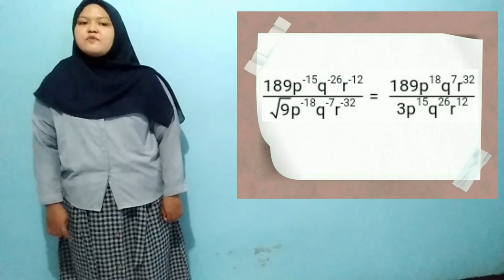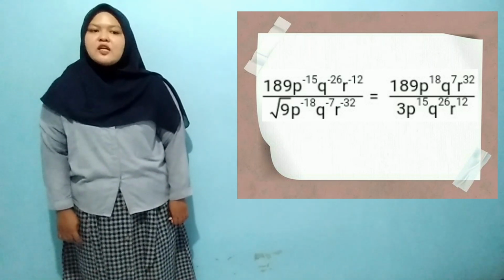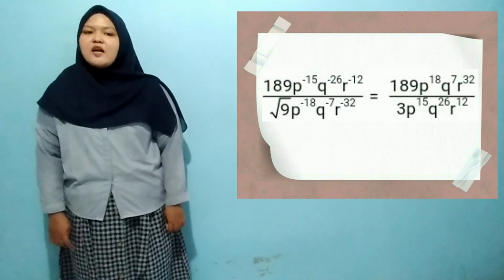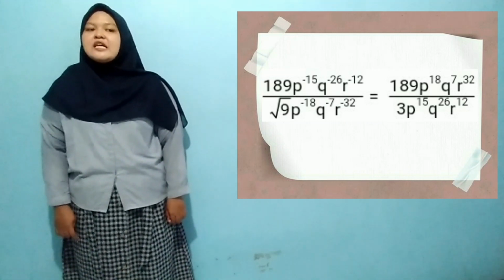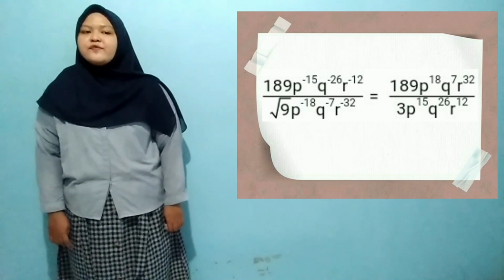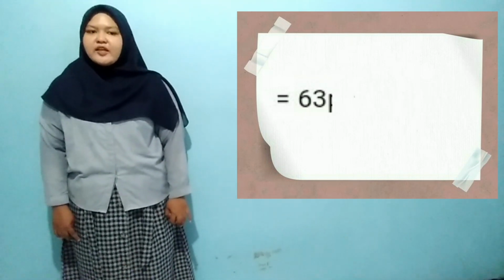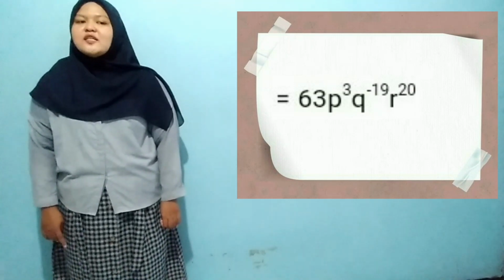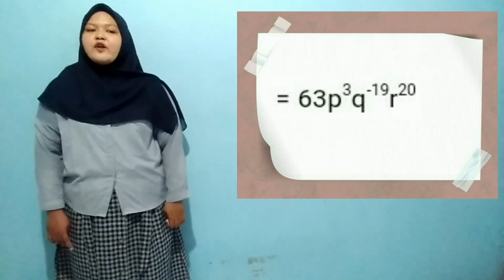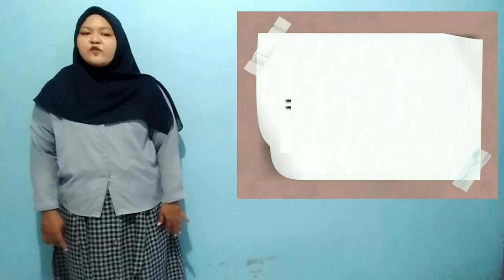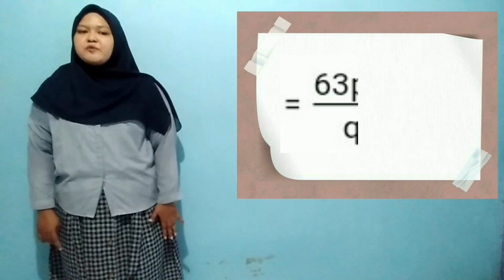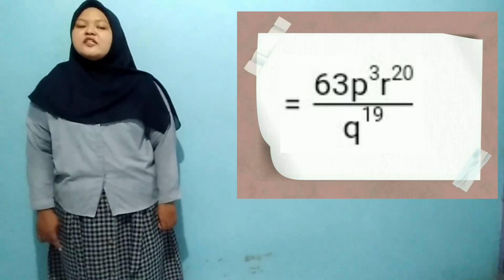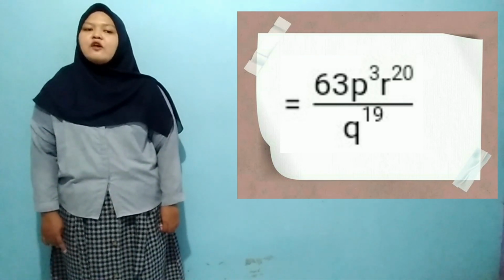of 7 times r to the power of 32 divided by 3 times p to the power of 15 times q to the power of 26 times r to the power of 12 equals 63 times p to the power of 3 times q to the power of minus 19 times r to the power of 20 equals 63 times p to the power of 3 times r to the power of 20 divided by q to the power of 19.